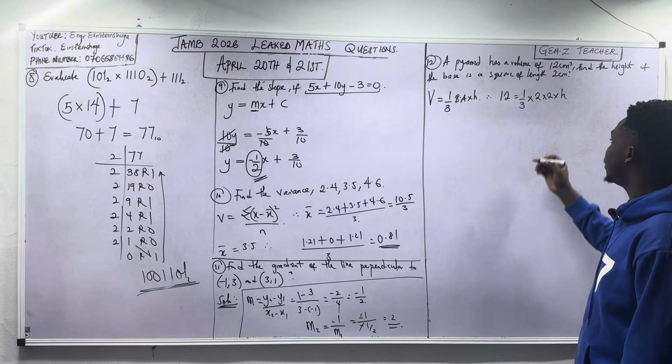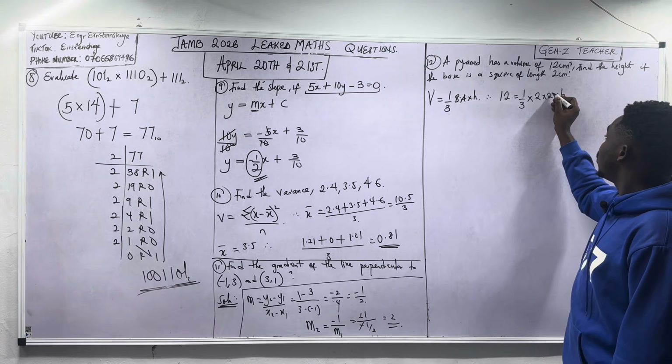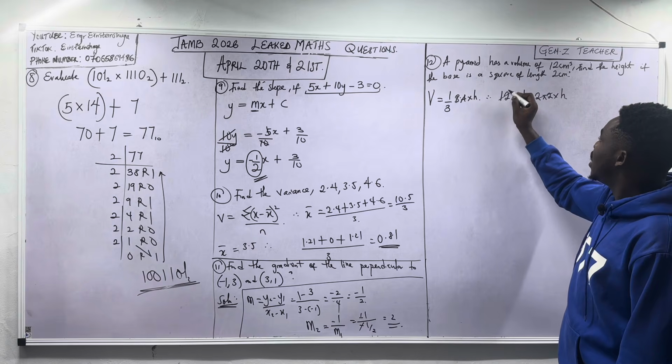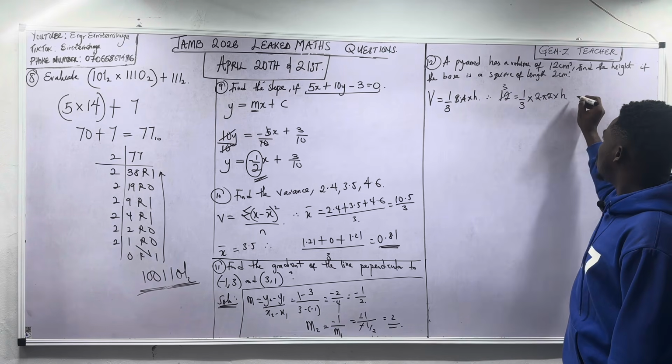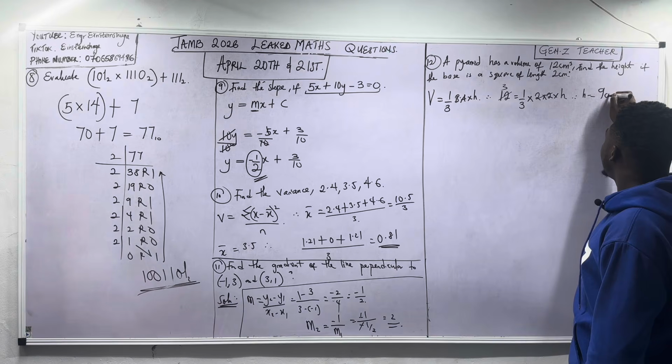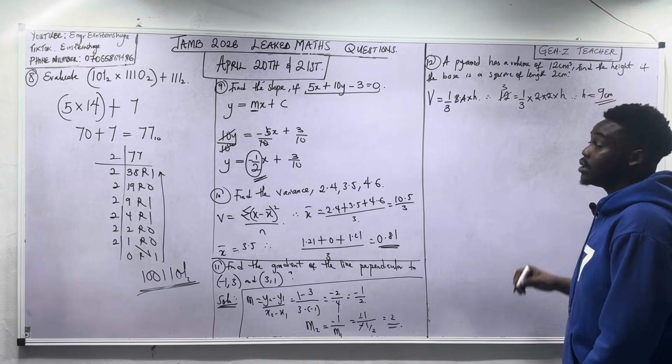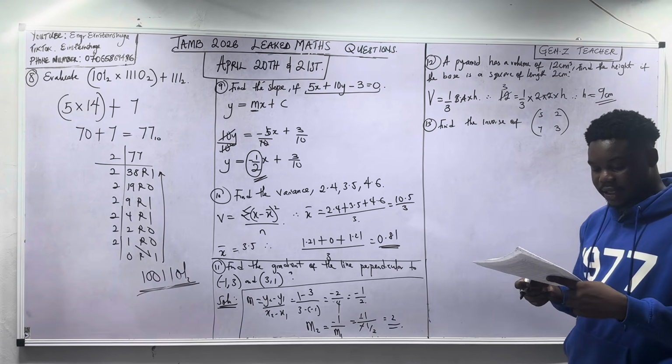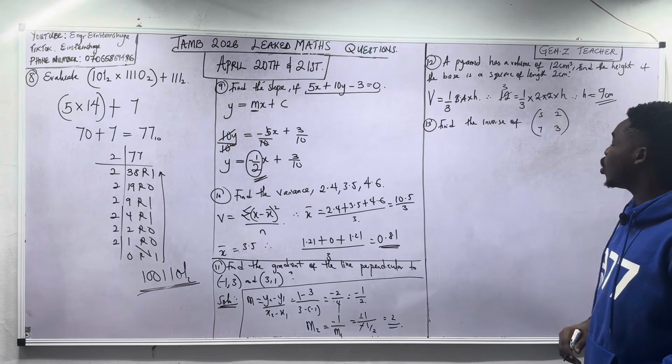Quickly, how do you solve this? 2 times 2 is 4. 4 takes out 12, I'm left with 3 here. You're going to now cross multiply. So here becomes 3 times 3, and that should be 9 centimeters. The answer is 9. Question number 13 says, find the inverse of this matrix.